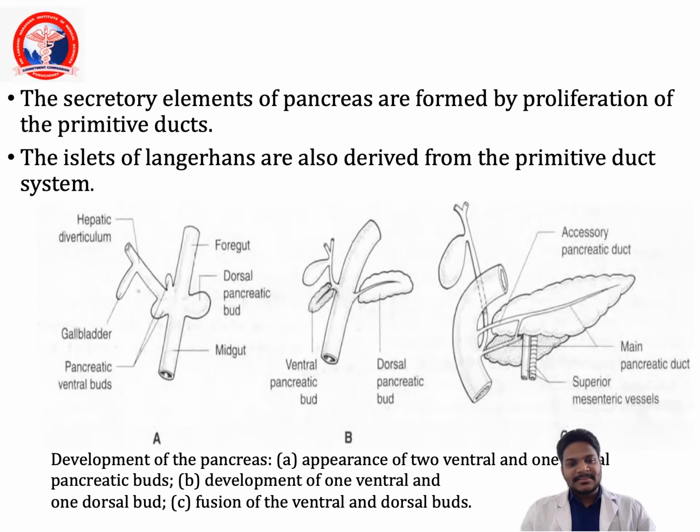So this is an image which shows the hepatic diverticulum and the ventral and dorsal pancreatic buds, which form in the early part of the gut formation. When there is a rotation of the gut with differentiation, the dorsal and ventral pancreatic ducts enlarge in size, and then later they fuse, with the accessory pancreatic duct becoming narrow and the main pancreatic duct becoming broad, which forms the head, body, and tail of the pancreas.